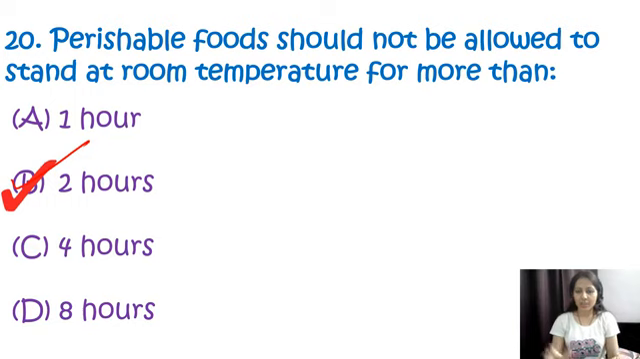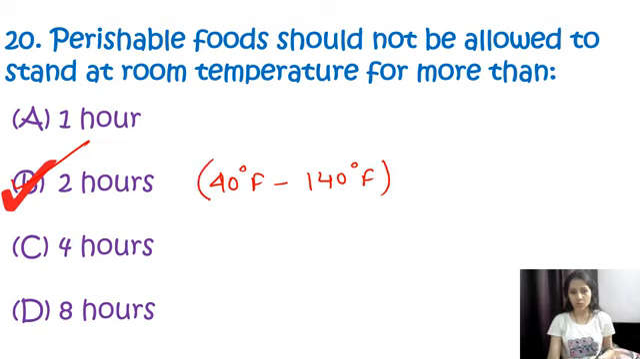Now what happens when these perishable foods are left at room temperatures between 40 °F, just now we read this, to 140 °F. This is known as the danger zone. So bacteria can multiply rapidly at this temperature, and it can increase the risk of foodborne illness. Now the 2-hour rule is a general guideline recommended by food safety experts to minimize these risks.